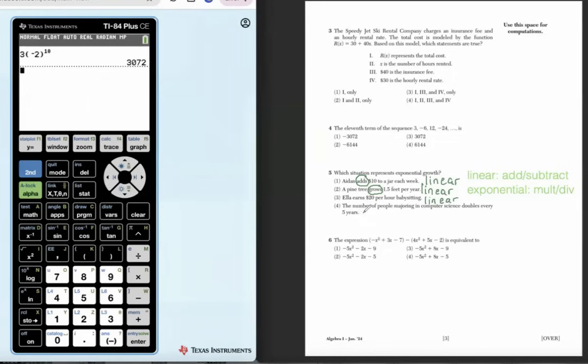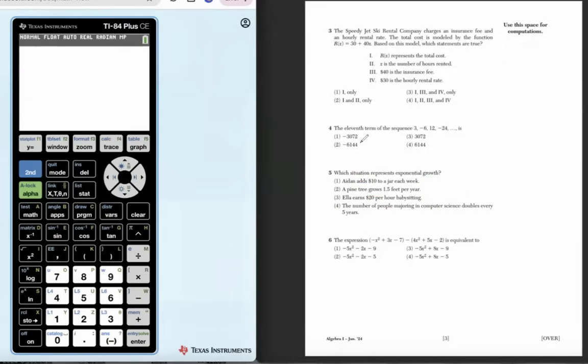For answer choice 4, it says the number of people majoring in computer science doubles every 5 years. When you double, you're multiplying by 2. So this one is going to be exponential. Guys, this is one of the biggest concepts in the Algebra 1 Regents in general, right? Differentiating between what is a linear relationship and what is an exponential relationship. Remember, linear functions, you're simply adding or subtracting the same number every time. But exponential functions, you're multiplying or dividing the same number every time. So answer choice 4 is correct.